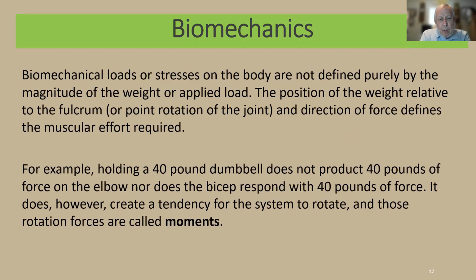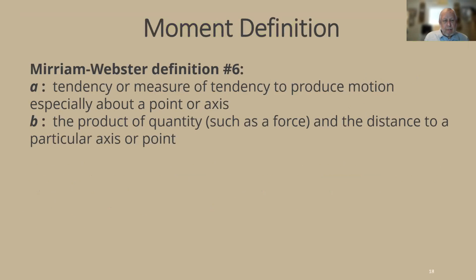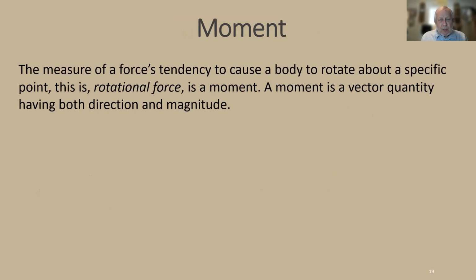For example, holding a 40-pound dumbbell does not produce 40 pounds of force on the elbow, nor does the bicep respond with 40 pounds of force. It does, however, create a tendency for the system to rotate, and those rotational forces are called moments. Merriam-Webster defines a moment as the tendency or measure of tendency to produce motion, especially about a point or axis; the product of quantities such as force and the distance to a particular axis or point. The measure of a force's tendency to cause a body to rotate about a specific point, this rotational force, is a moment. A moment is a vector quantity having both direction and magnitude.